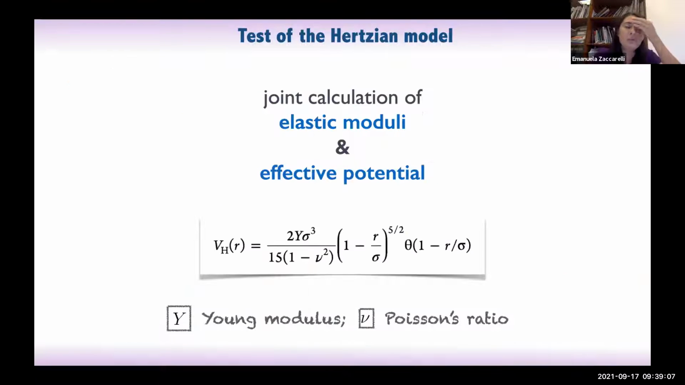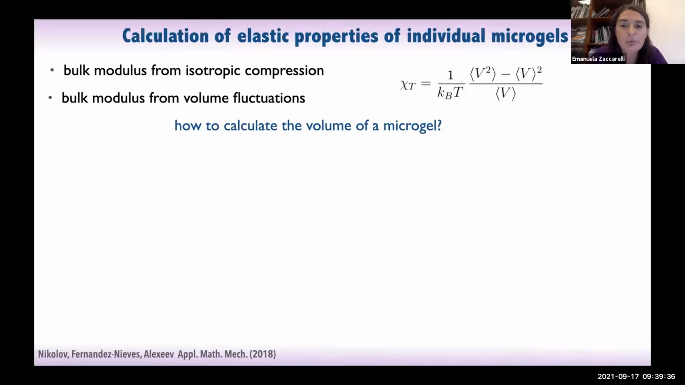So what we would like to do is the following. We want to test rigorously the Hertzian model. So we take our microgel, and for it only, we calculate the elastic moduli. And then we calculate separately between 2 microgels the effective potential. And then we want to see whether the Hertzian model works, because this is the assumption that is usually made for describing microgels at dense states. So we need to evaluate the elastic moduli. How do we do that?